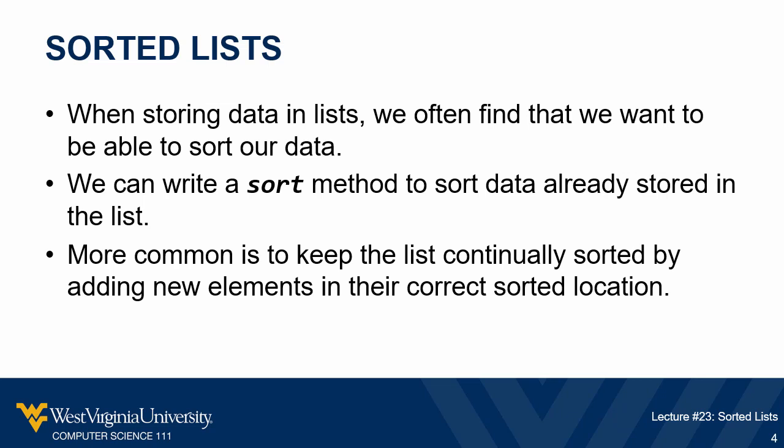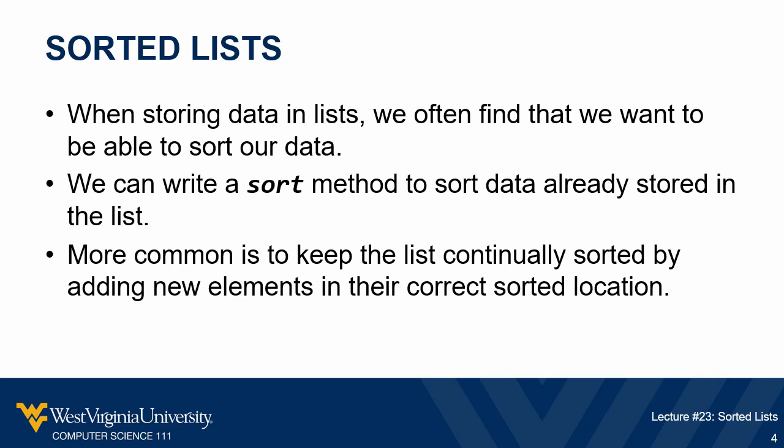A lot of times we find that it's not enough just to keep track of the data, we also need to be able to sort it. Now, we can sort data that we already have stored in a list using some of the different algorithms that we've looked at in our previous lectures, things like bubble sort or merge sort or whichever algorithm we want to apply. So one approach to sorting data that we have in a list is to create a sort method that will just sort whatever's there in the list.